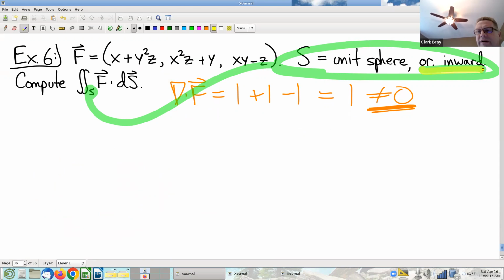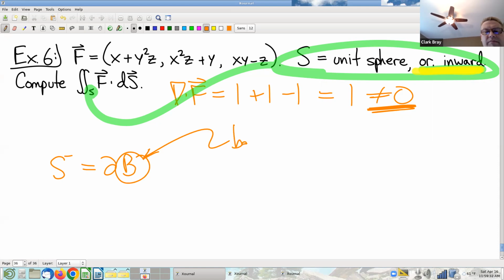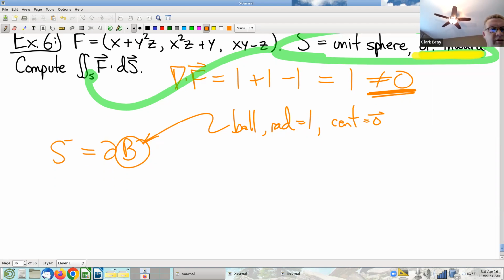Okay. So our sphere, of course, is oriented inward. That's not how boundaries work. And so I need to say, S minus is equal to the boundary of the ball. And I really should label what I mean by the ball here. The ball of radius 1 centered at the origin. Unit ball, I guess I could say even. That would have been easier. And then we proceed to compute as follows.